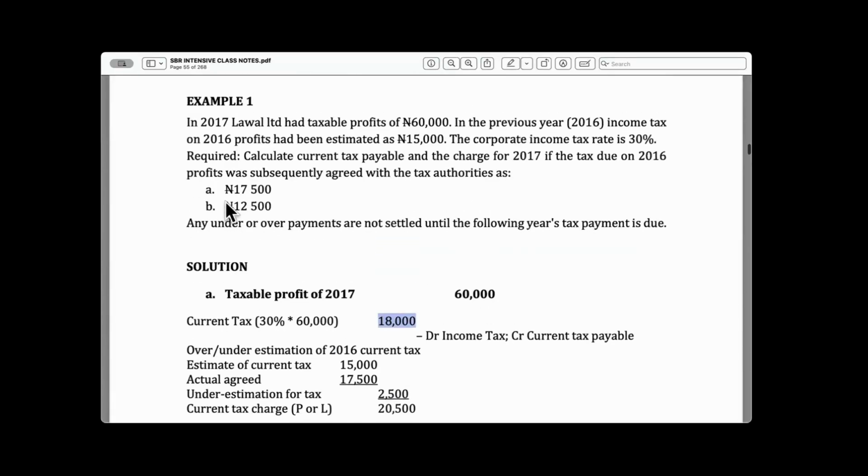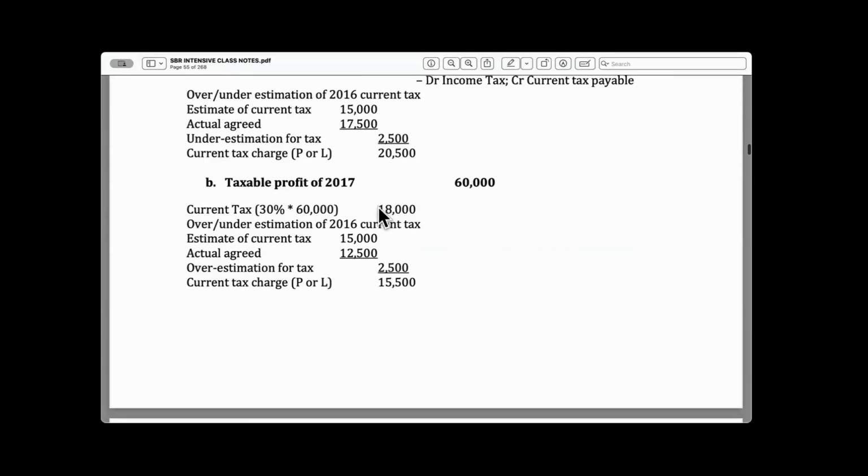Now, scenario B, assuming that it was agreed that 12.5 should be paid, which is not practicable. In that case, we have already established this, the same as what we did in scenario A. We estimated 12. They said it should be 12.5. So that means we have overpaid. They are ready to give us a refund. So this will be a deduction because it's a tax credit. I will remove it from this 18,000. So what goes to my P&L is 15.5, right?